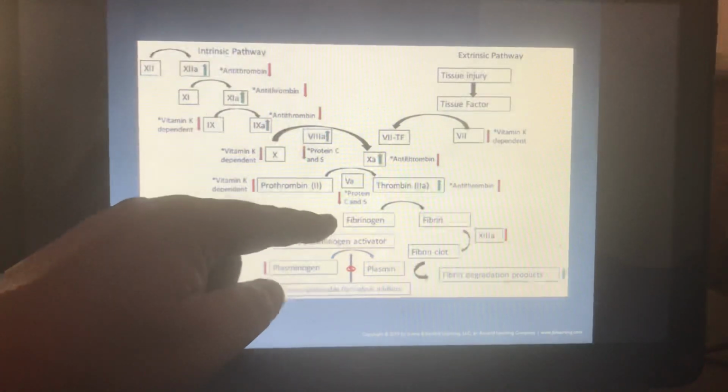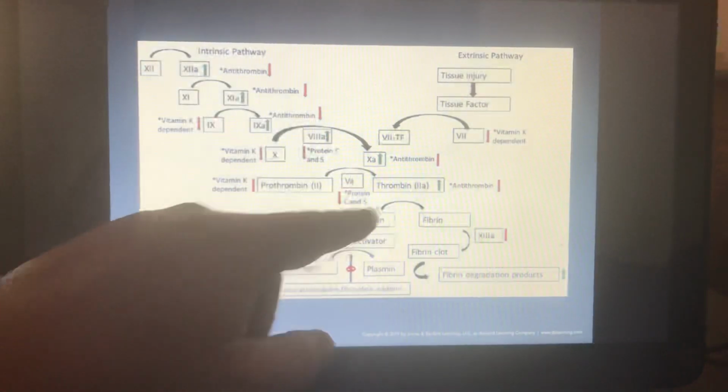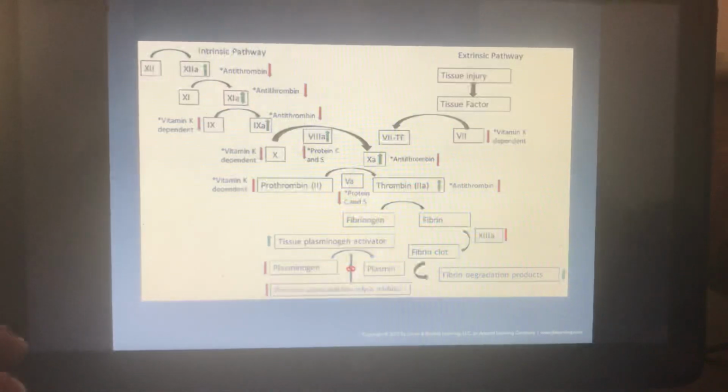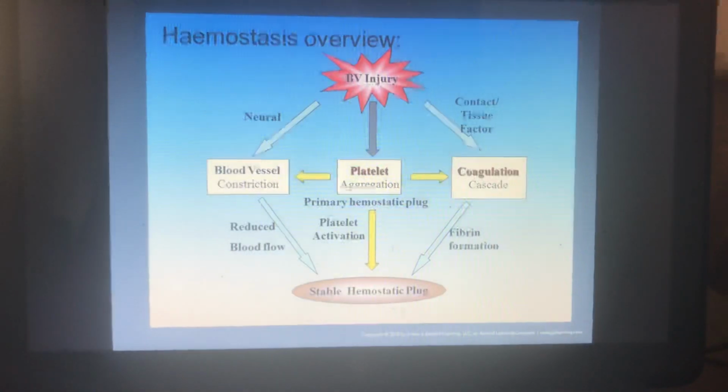Also, special note, when fibrinogen gets activated, it turns into fibrin. We'll talk about why that's important here in just a minute. Those are the only things I want you to just pay attention to and keep in the back of your head of what's going on. All right, so what you do need to know.